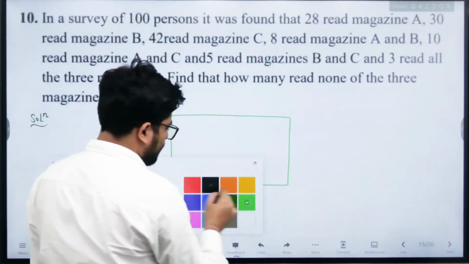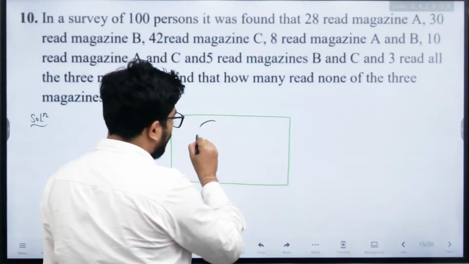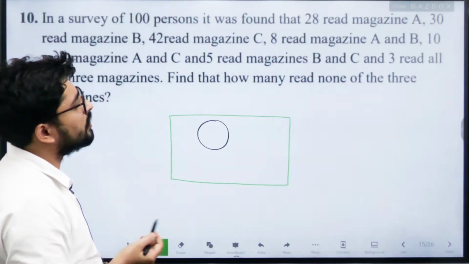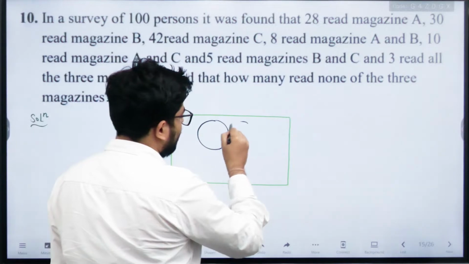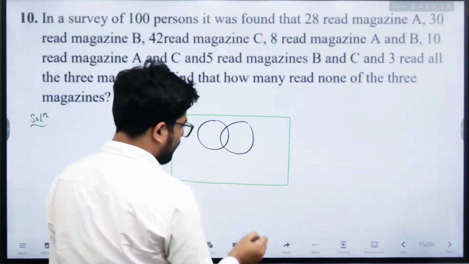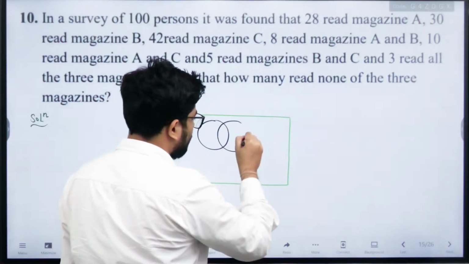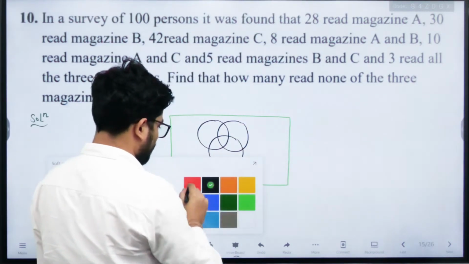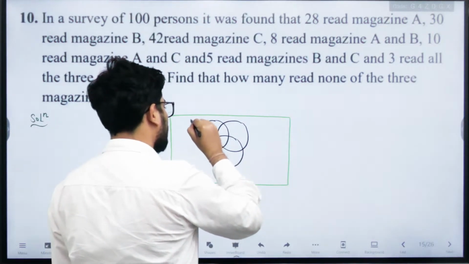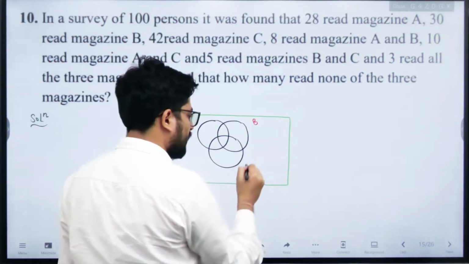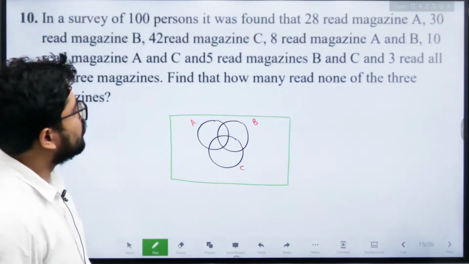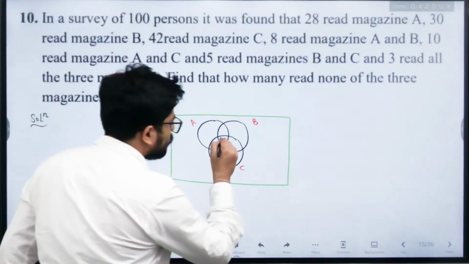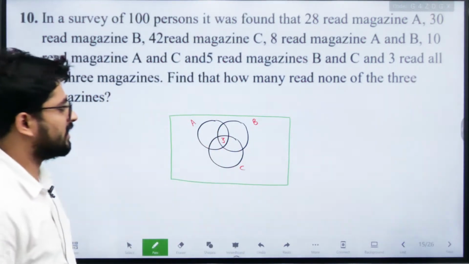So now draw three sets. Set 1, this is the collection of all the persons who read magazine A. Set B for magazine B, that set is for those who read magazine B, and this is who read magazine C. Let's name these sets A, B and C. Now according to the data, 3 read all the 3 magazines. So 3 is here.